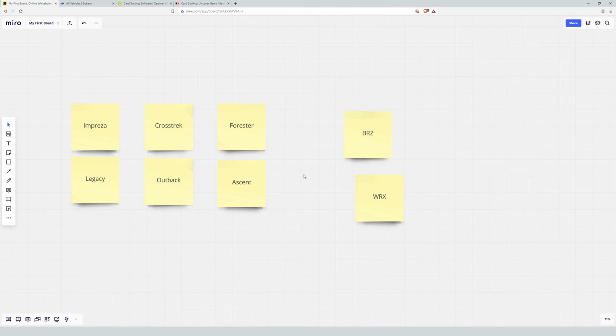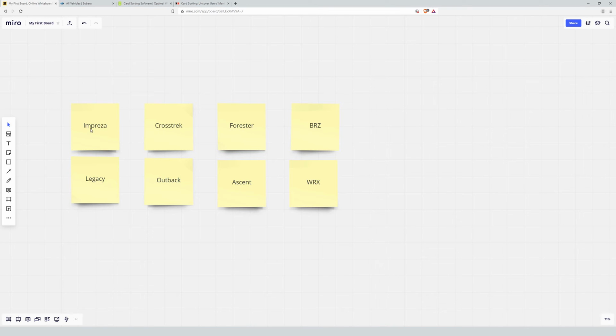And now we have the BRZ and the WRX left. These are both cars, so I could group them under the Impreza and the Legacy, which would be totally reasonable as they're all cars. But I'm actually going to make a different group for this, which is grouping these two together as essentially sports cars.